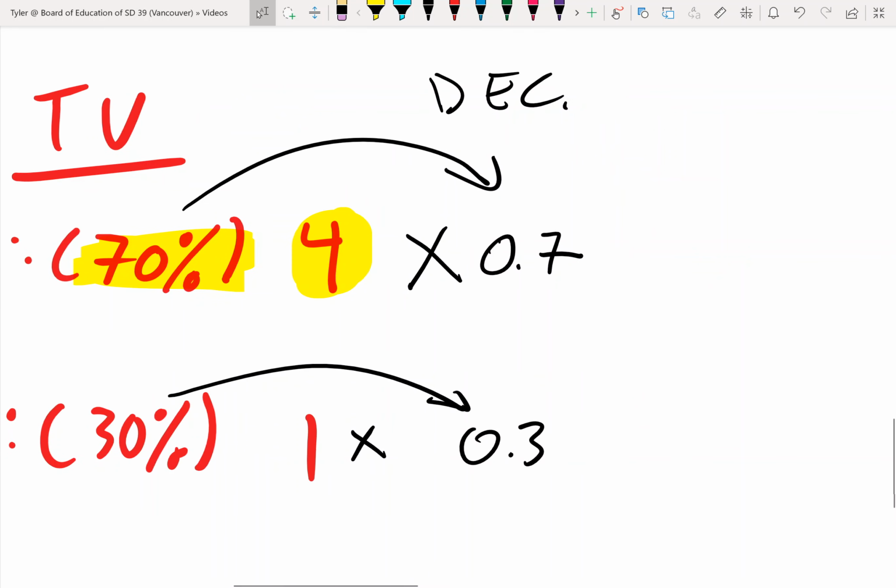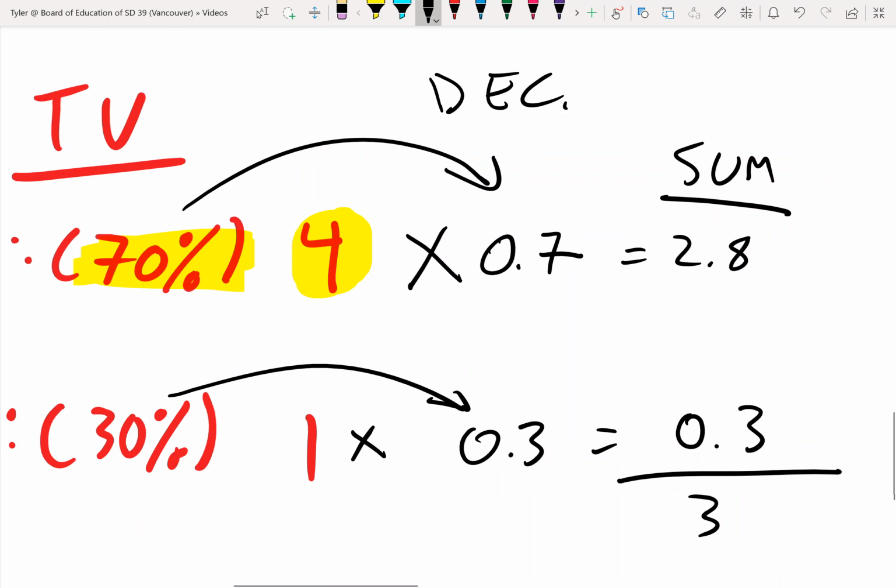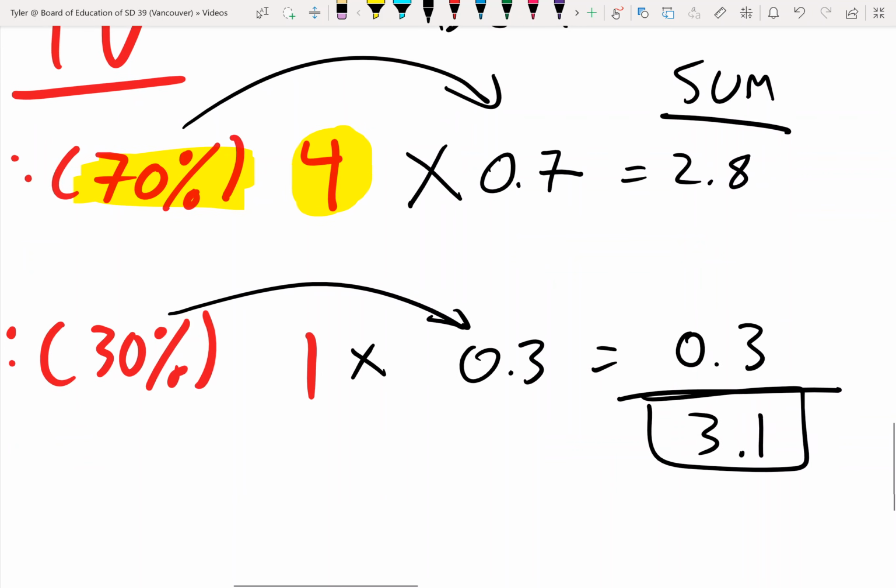So we did the 4 times 0.7. That gave us 2.8. And we did the 1 times 0.3, and that gives me 0.3. Then we're going to add the numbers, and that gives us 3.1. That is the weighted average. If we had just averaged these two numbers straight up, it would have given us like 2.5.